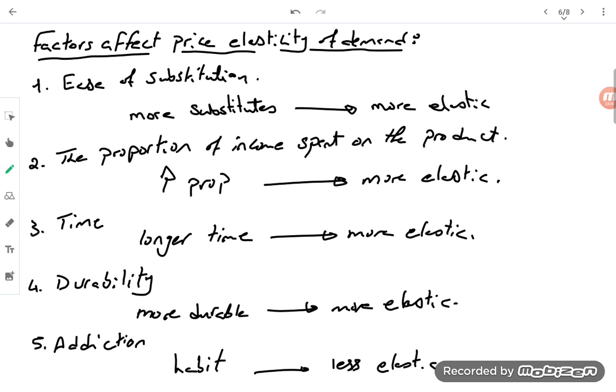So, what is the importance of elasticity to the producer? Elasticity will affect the decision of the producer whether to increase price or not, as this will affect total revenue.